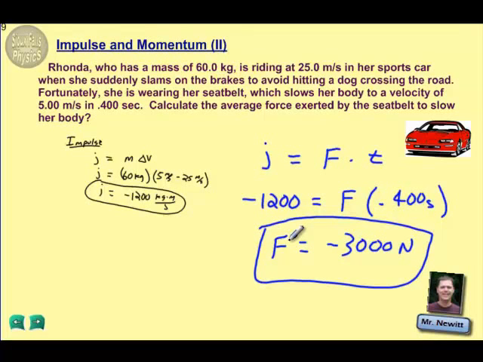That's a good example of, first of all, finding the impulse of an object and then using that impulse to figure out the force that is exerted on the object as a result.